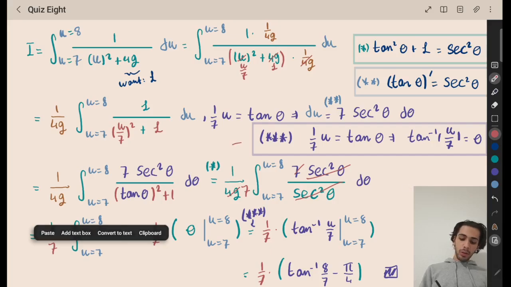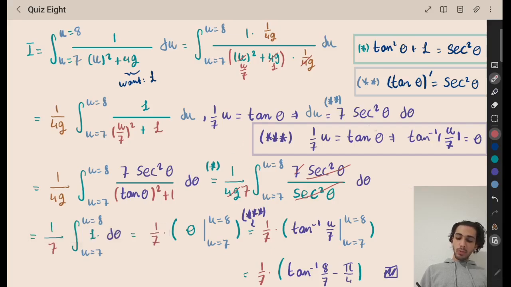I simplify these constants. I integrate 1, so I get theta. And then I'm careful to substitute for theta. We know the tangent of theta is 1 over 7 of u. Then clearly theta should be the tan inverse of this thing. I plug it in. I just have from u is equal to 7 to u is equal to 8. I do it, and then I'm careful at the very last step to convert everything to radians whenever necessary. So that is how you do this problem.